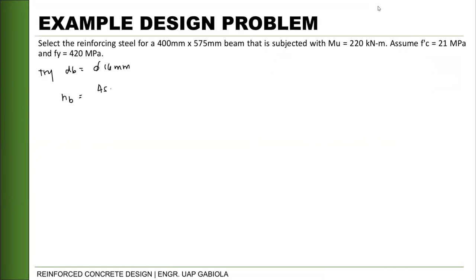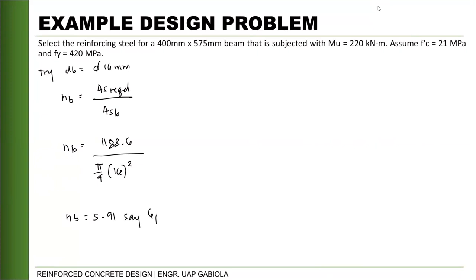To get the number of rebar, we will divide the As required that we calculated by the As of the rebar alone. So we have 1188.6 divided by pi over 4 times 16 squared, to get the required number of bars. That gives us 5.91, or say 6 pieces. So 6 pieces of 16 mm.